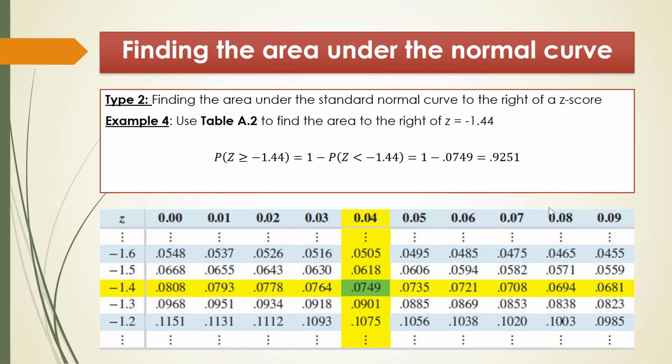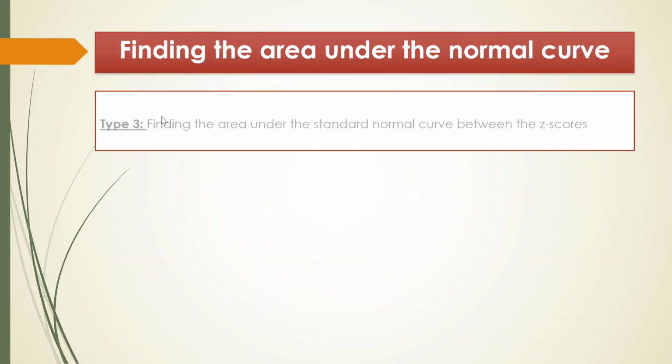So the first type is the easiest because we just read the table and find the answer directly. Type 2 is a little bit more difficult because we have to apply the complement rule, but type 2 is too simple. Now we go to type 3 question.